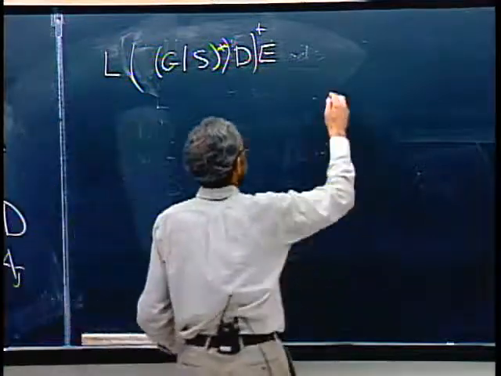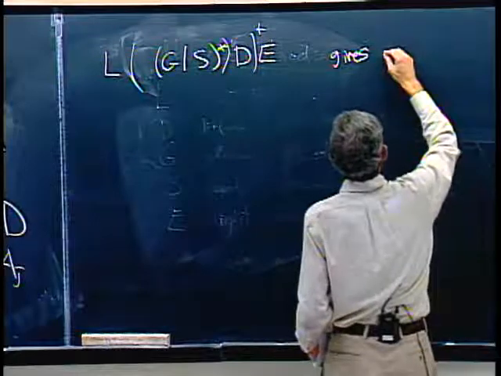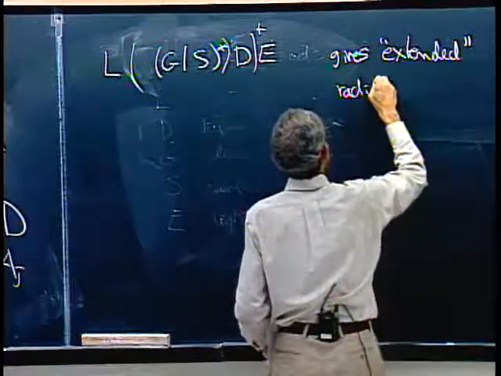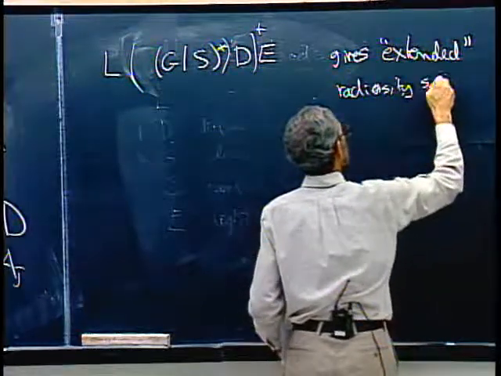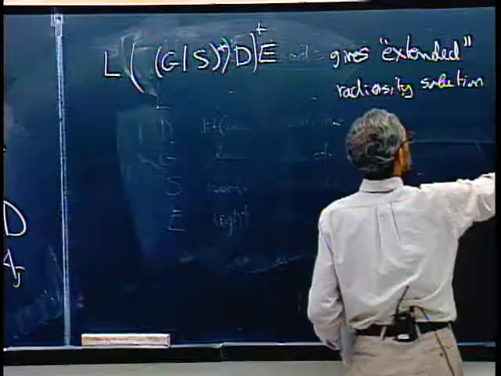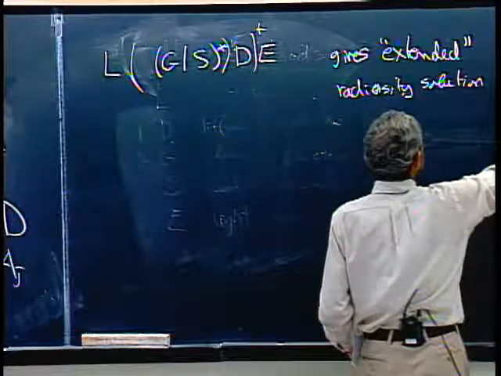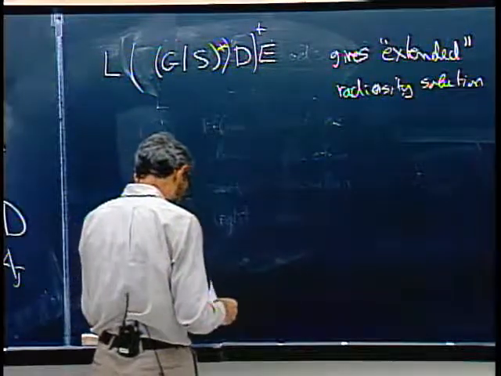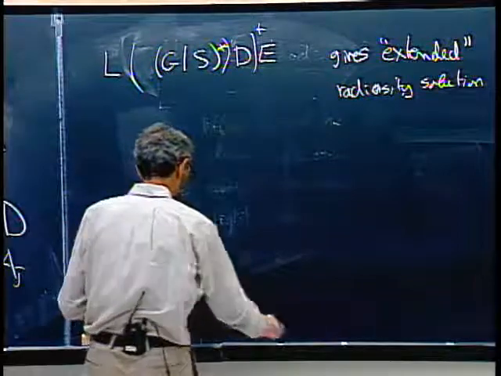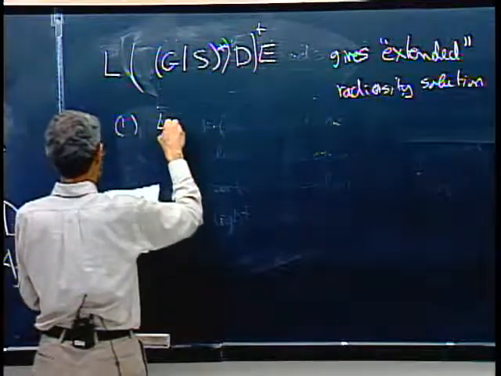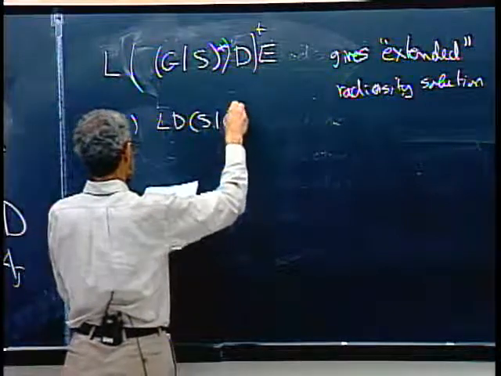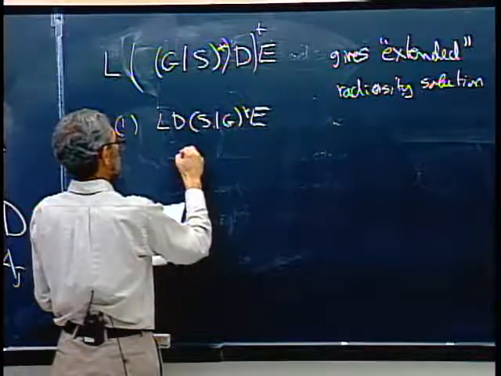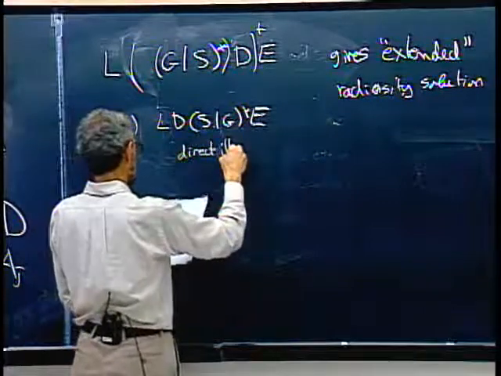So this could give you sort of an extended radiosity solution. Why don't I still call it L? I don't remember what I called it before, but let's call it L prime of X. Okay, so now I'm going to tell you the four terms he got. So the first is L, D, S, or G star E. And this is direct illumination.